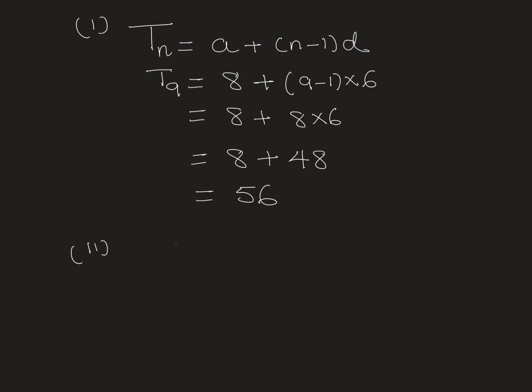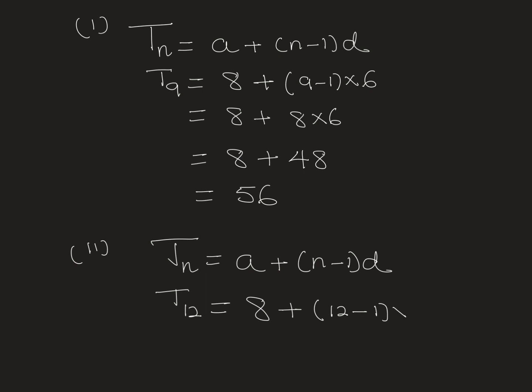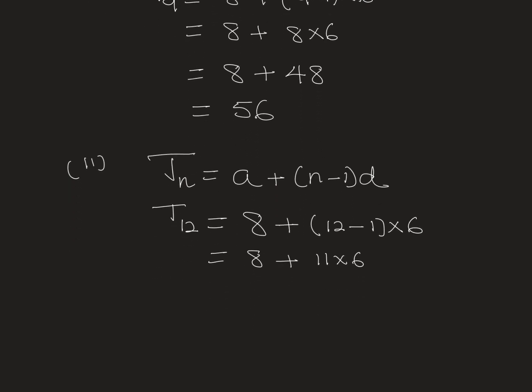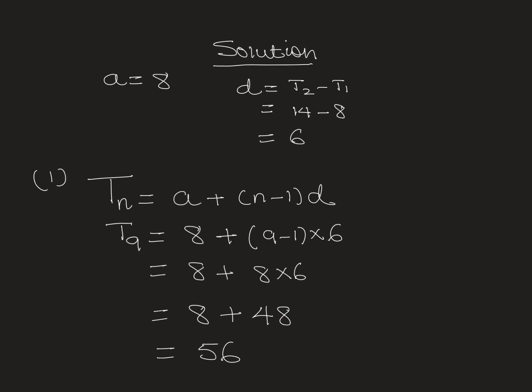Again, the same formula, T sub n is equal to A plus n minus 1 times the difference. If we want to find the 12th term, it will be T12 is equal to A, which is 8, plus n, which is 12, minus 1, times the difference, which is 6. So that will be 8 plus 11 times 6. That is 8 plus 66, and 8 plus 66 is 74. That is the 12th term.